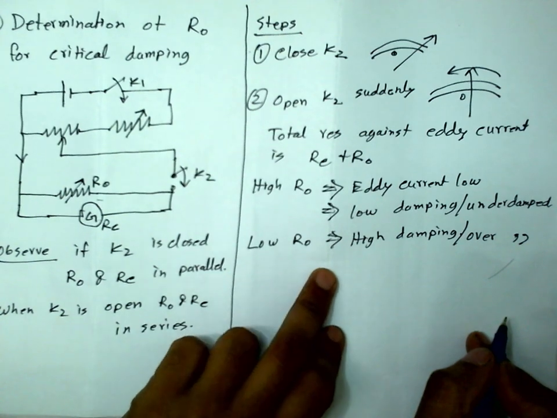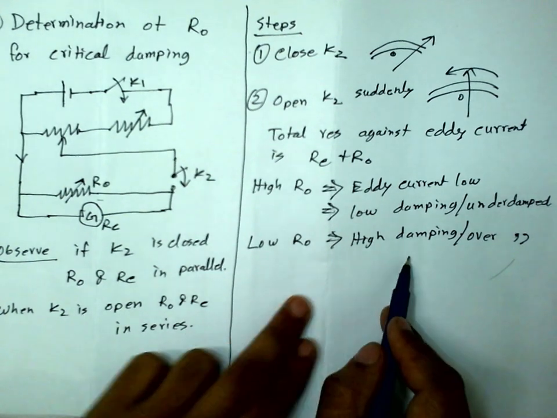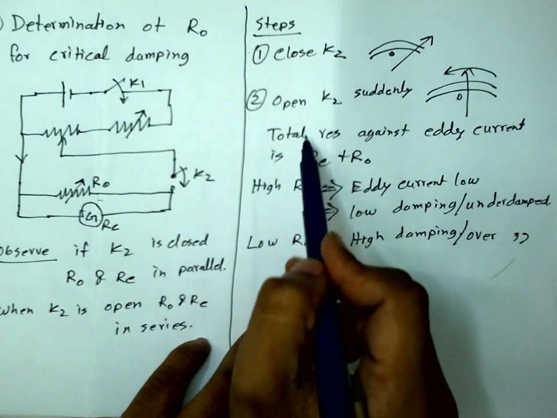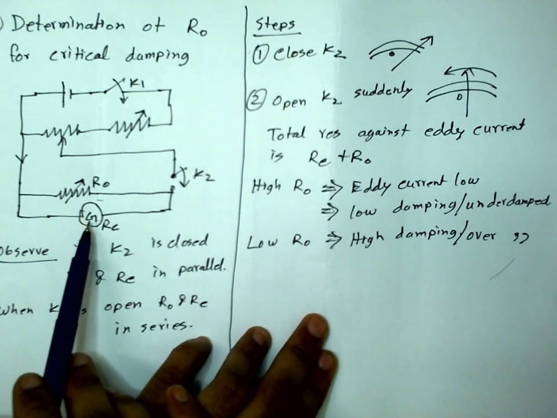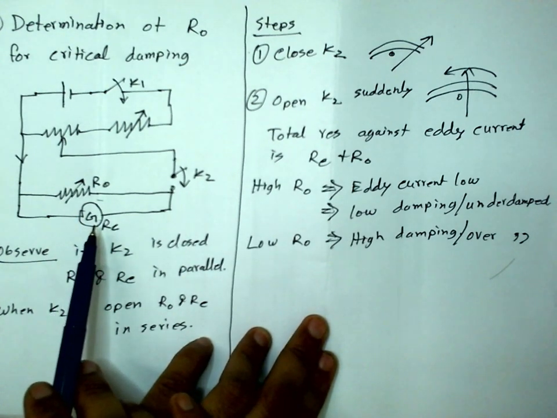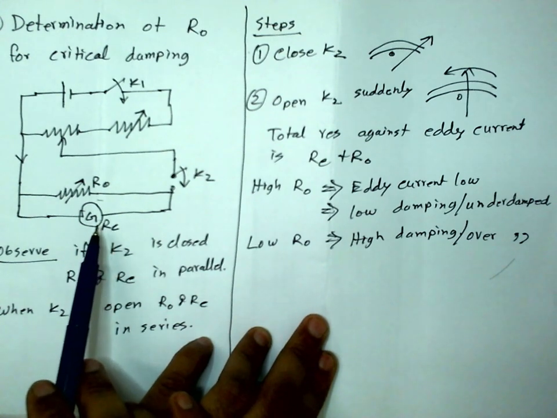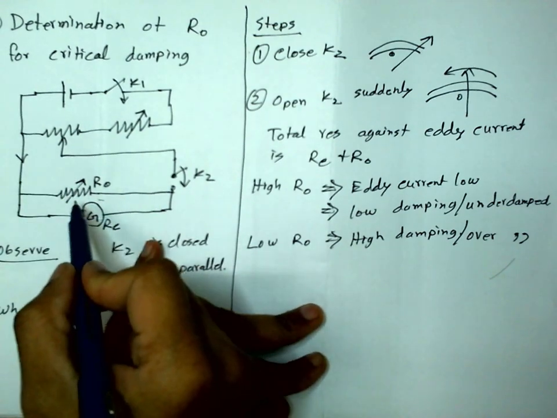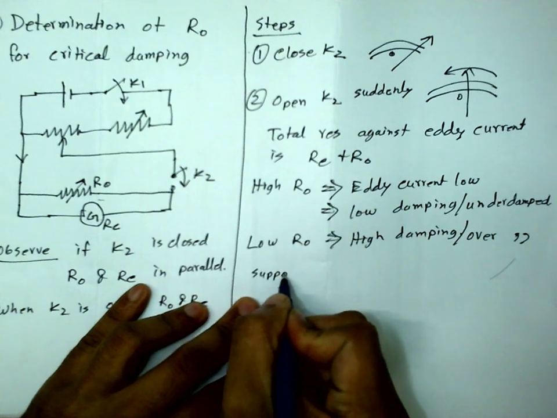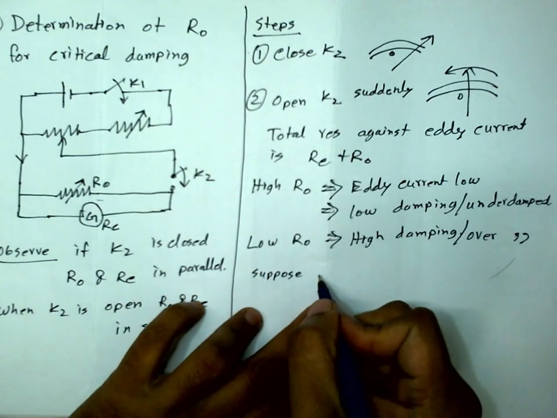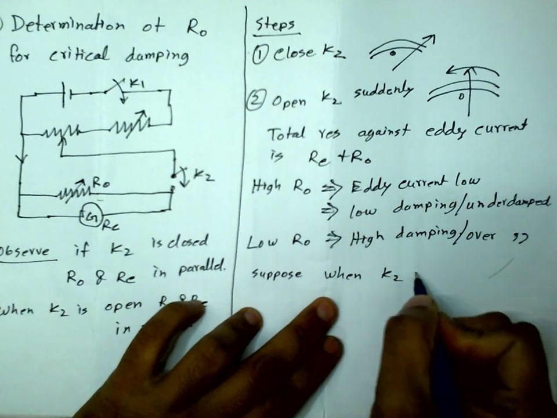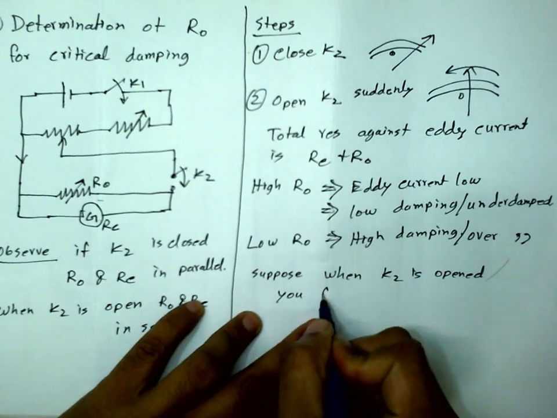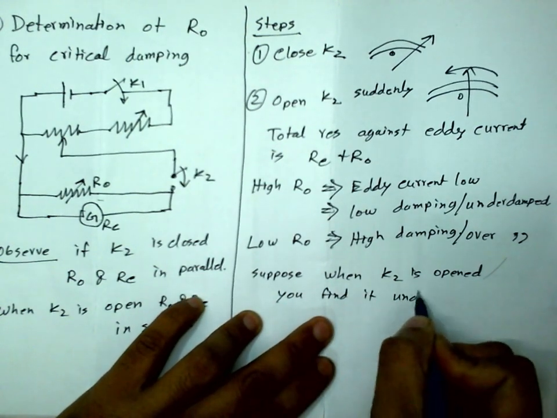Okay, so what you have to do is this. You have to first open K2 suddenly and check, is it underdamped, is it overdamped. Say it is overdamped, say it is underdamped. Okay, in that case, suppose when you do this step 2, when K2 is opened, you find it underdamped.